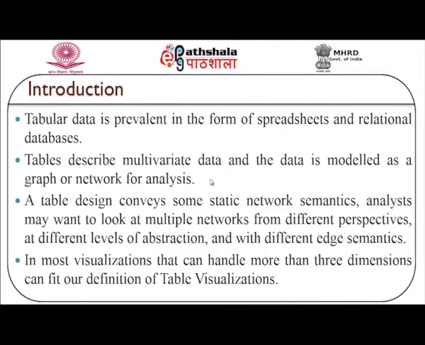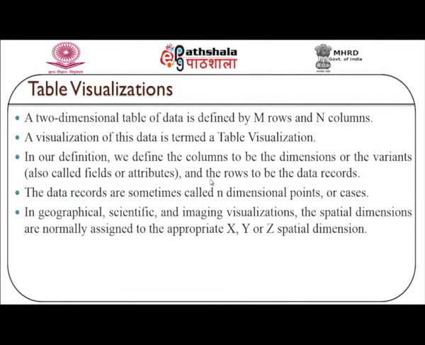In most visualizations that can handle more than 3 dimensions, we can fit our definition of table visualization. A 2-dimensional table of data is defined by m rows and n columns. A visualization of this data is termed table visualization. In our definition, we often define the columns to be the dimensions of the variance, which are also called fields or attributes, and the rows to be the data records. The data records are sometimes also called n-dimensional points or cases.